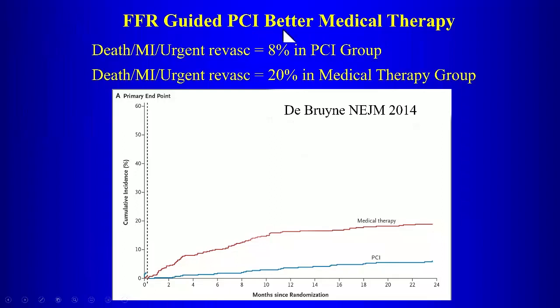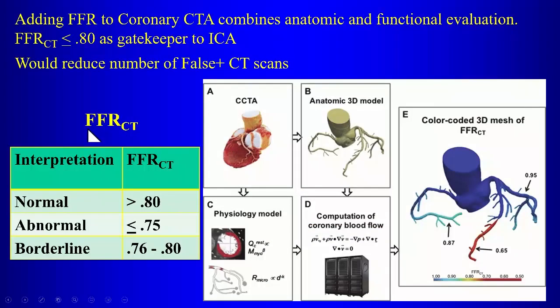So this FFR-guided intervention, when we compare the event rates of medical therapy, remember I showed you earlier there was no difference between medical therapy and invasive therapy for these stenotic lesions. Here, where you compare medical therapy with FFR-guided invasive therapy, these are the event rates. The event rates over time are much higher for medical therapy than when you use fractional flow reserve to guide your intervention. Okay, so the fractional flow reserve is very useful for identifying those lesions that really require therapy.